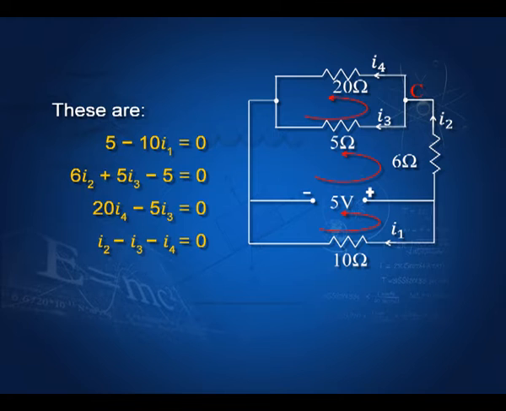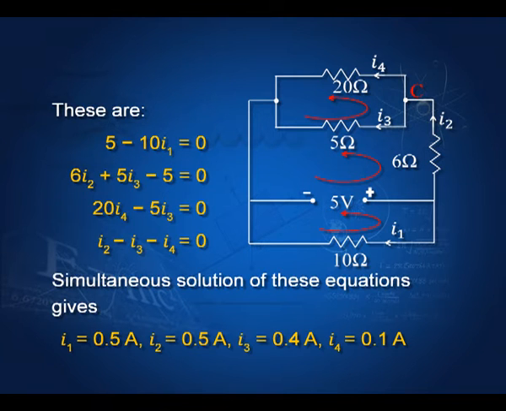In a similar way, you can write the equation for this loop, write the equation for this loop. You can verify that these are the equations for 3 loops 1, 2, 3. And at junction C, what is happening? This current I 2 is coming and I 3 and I 4 are leaving. Therefore, I 2 must be equal to I 3 plus I 4, that is I 2 minus I 3 minus I 4 must be equal to 0. You solve these equations simultaneously and you get this result. So, the application of Kirchhoff's laws makes things quite simple for us, however complicated the circuit may be.